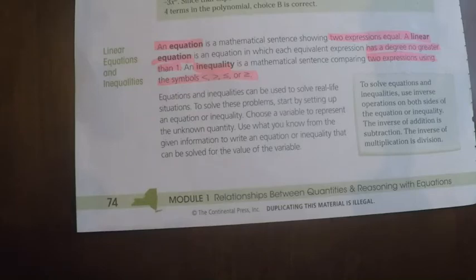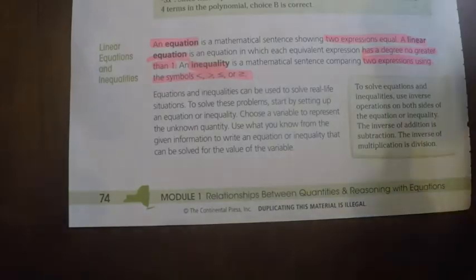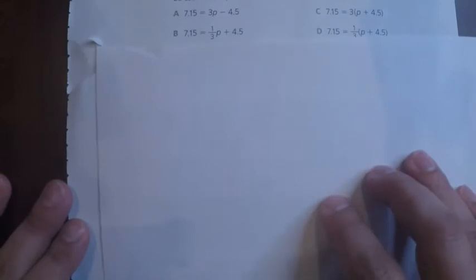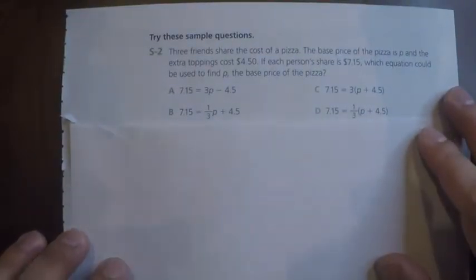So what we're going to be doing today is setting up different equations and inequalities, right? Then solving those inequalities to find the variable, the unknown value we're looking for in each problem. So if you take a look on page 74-5, start by looking at the top here. So we have sample question number 2.